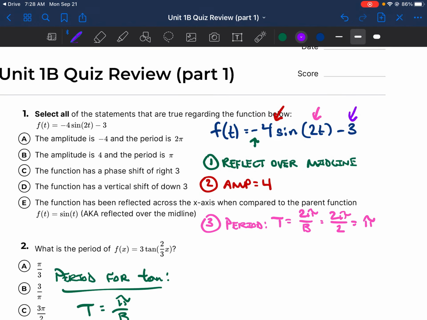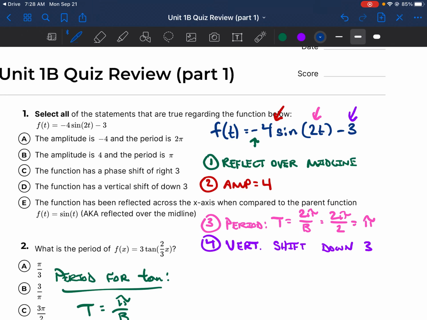Then lastly, in purple, we have this minus 3. It's on the outside of the parentheses, so we know this is a vertical shift of down 3. Okay, vertical shift down 3. So let's look at all of our answer choices that support this.